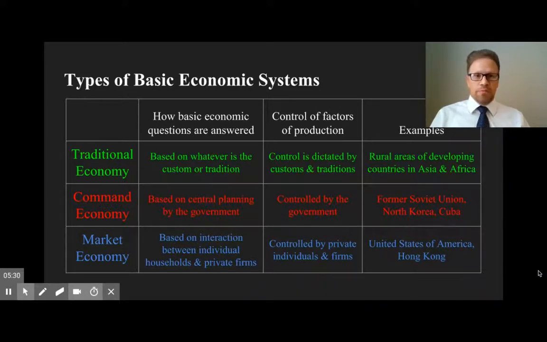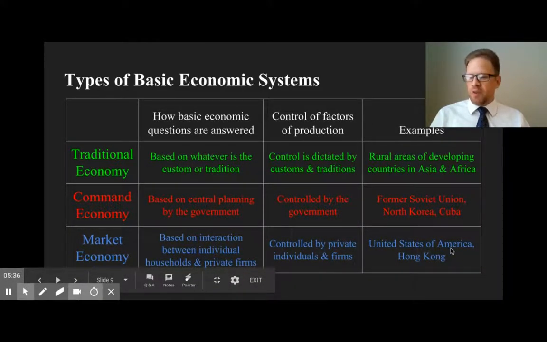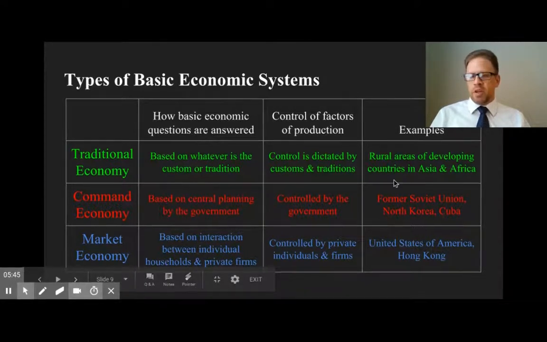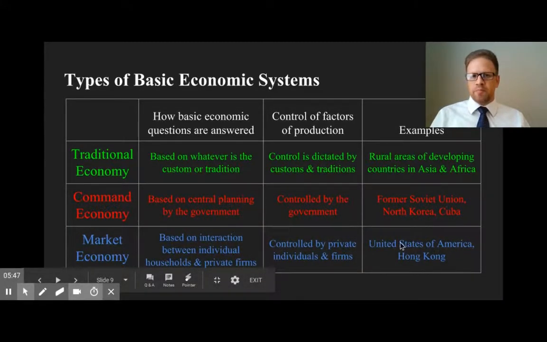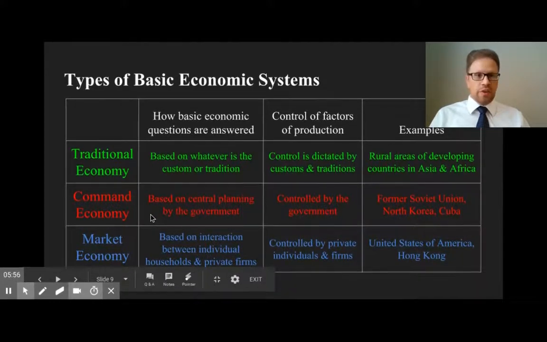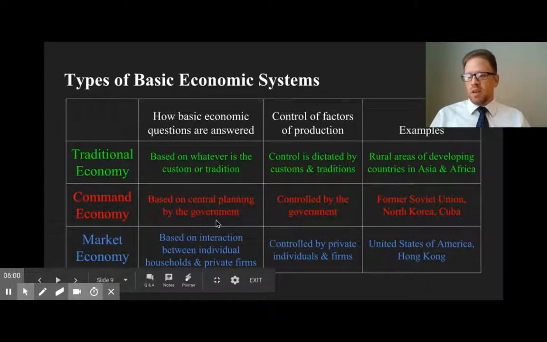An example, probably the example that we use, United States of America, is considered by most a market economy. We're going to find out we're not 100% that. But a place like Hong Kong also considered to have a market economy. Now, you're going to start to notice that we have characteristics of traditional economy. We have some characteristics of command economy because the government does control things. Not all things, but some things. And we do certainly have aspects of market economy.